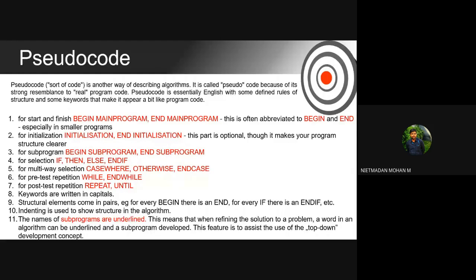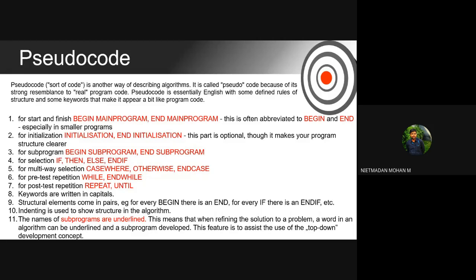So the multi-way selection: case where, otherwise, end case. This we will discuss when we go into the programming. For pre-test repetition, while and end while. For post-test repetition, repeat and until. So the keywords want to be written in capital. That is a major thing. The keywords want to be written in capital.